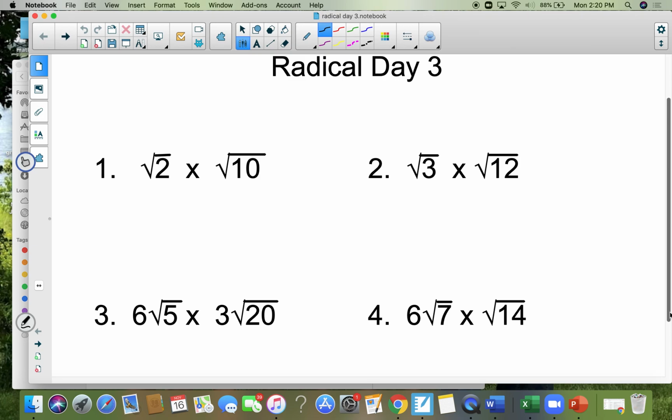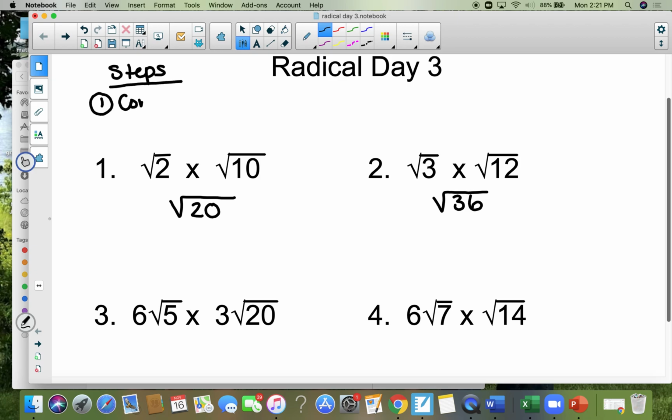So basically, the first thing you do is you combine them and put them underneath one radical. So 2 times 10 is 20. So that's the first thing you're doing on all the problems. You're gonna put the square root of 3 times the square root of 12, which is the square root of 36. You're just gonna combine them together. Once they're combined, so steps.